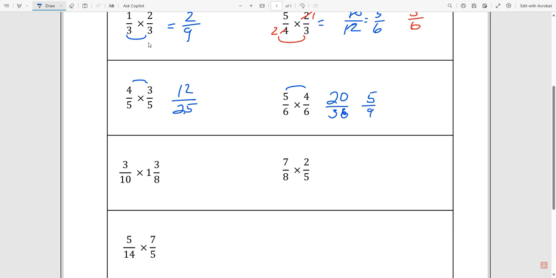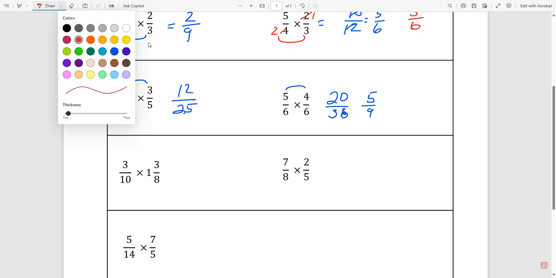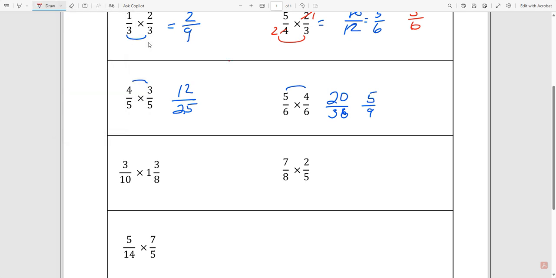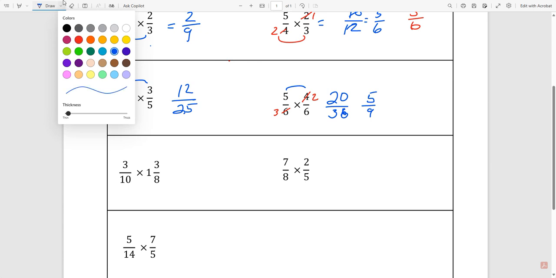And again, on this question, you can also reduce these down before you do your multiplication. 2 goes into 4 two times, and 2 goes into 6 three times. Again, multiplying 2 times 5 is 10, and then 3 times 6 is 18, and then reducing it down to 5/9 by a factor of 2. And so you can do it that way.